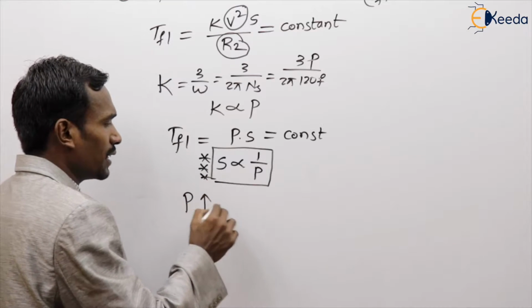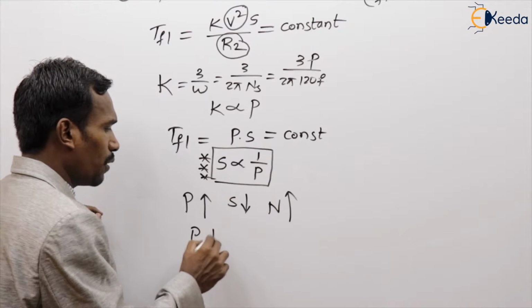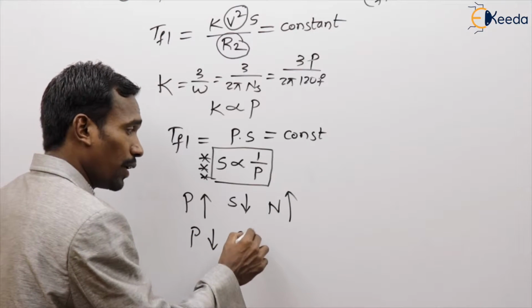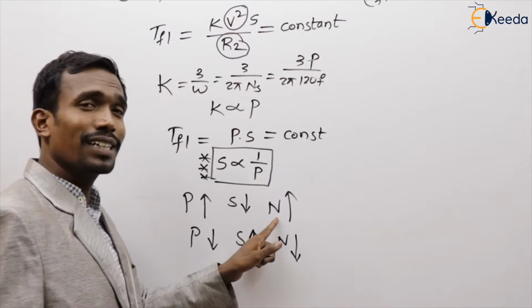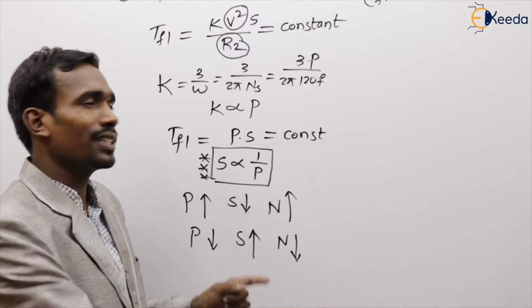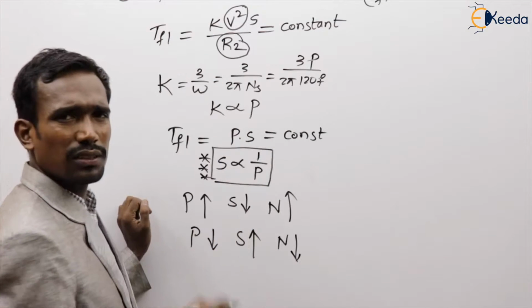If poles increase, slip reduces and speed increases. If poles reduce, the slip increases, then speed reduces. Correspondingly the speeds change like that. This is the effect of poles.